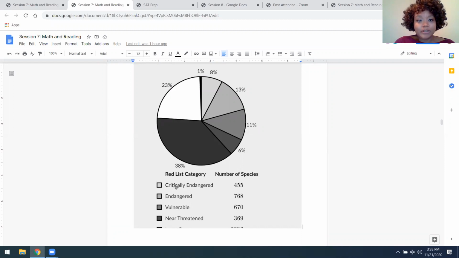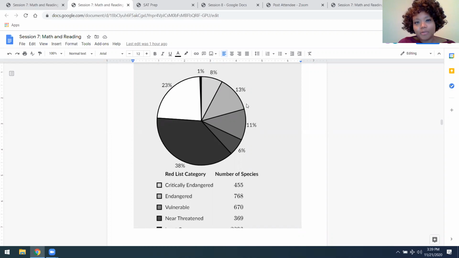So vulnerable, endangered, critically endangered. So vulnerable is like this right here, this kind of, I don't even know how to describe it, the color. It's grayscale, so it's all gray. But this medium dark gray. Endangered is this slightly lighter gray. Right? No, that's near threatened, sorry. This is vulnerable right here. This like the 11%, let me just refer to that. And then endangered is this 13%, and then critically endangered is this 8%.